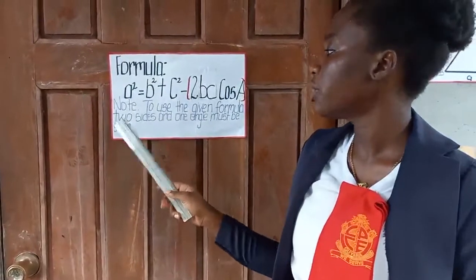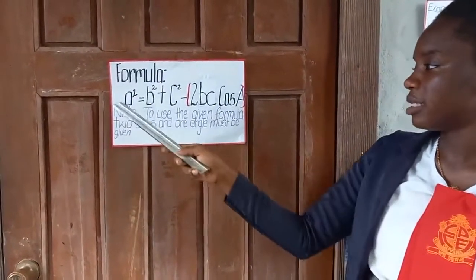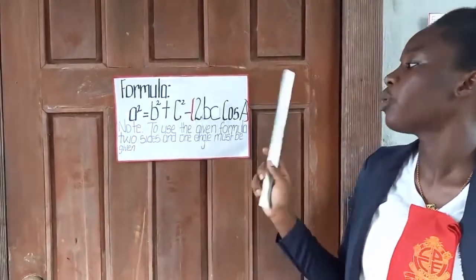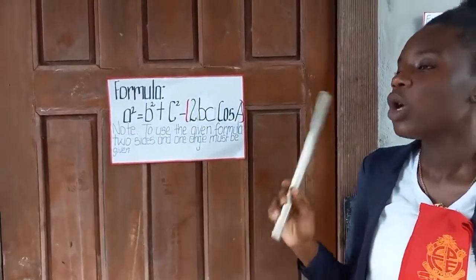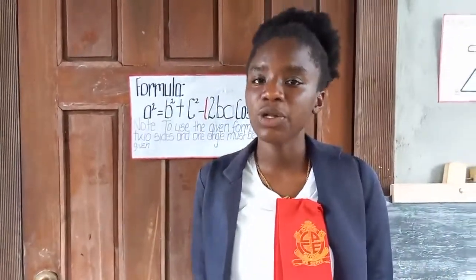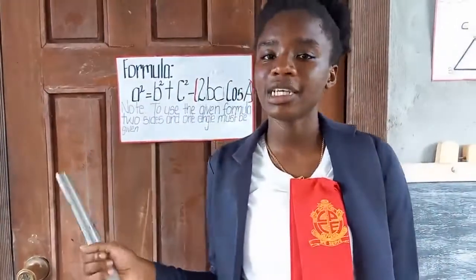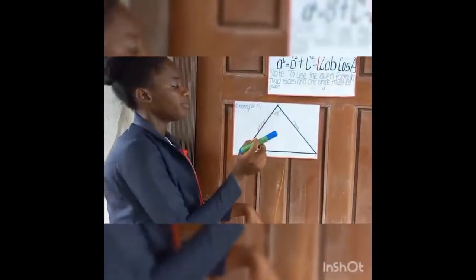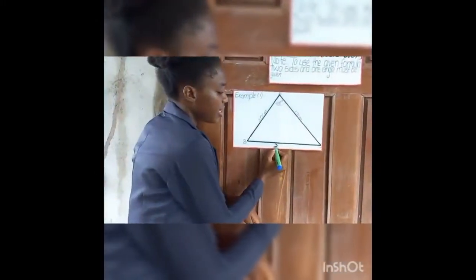Please know that to use this formula, we must be given two sides and one angle, right? Let's go into our examples so that you can further understand what I meant by you must be given two sides and one angle for us to actually use the formula. So we have example 1. We're given this triangle and we will have to find this side.